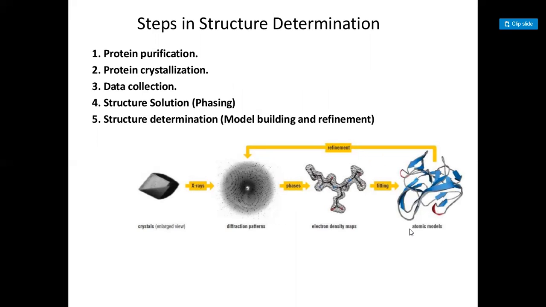First one is protein purification. Number two is protein crystallization. Number three is data collection. Number four is structure solution. Number five is structure determination, model building and refinement. This is a simple diagram of the crystal in which the diffraction pattern is used for model building from the phase and the fitting of the atomic model.